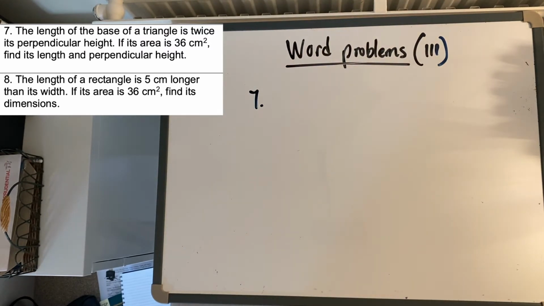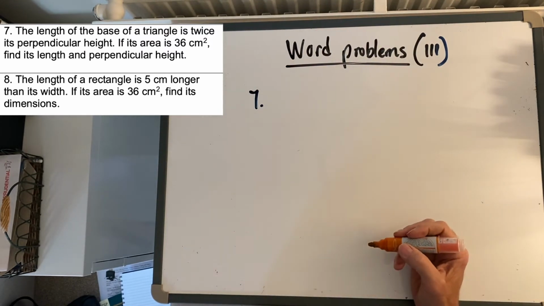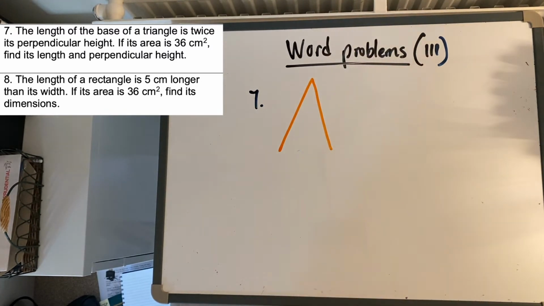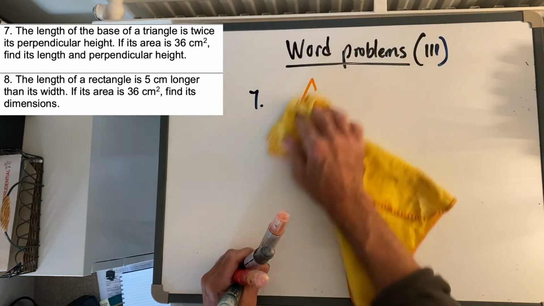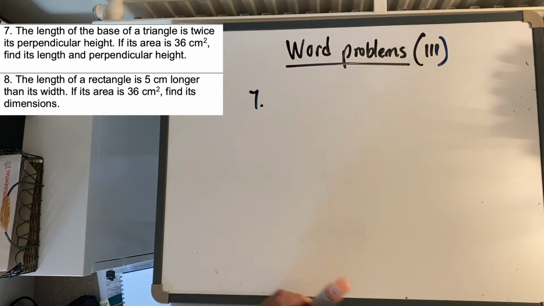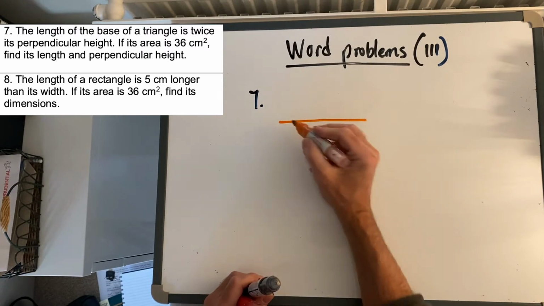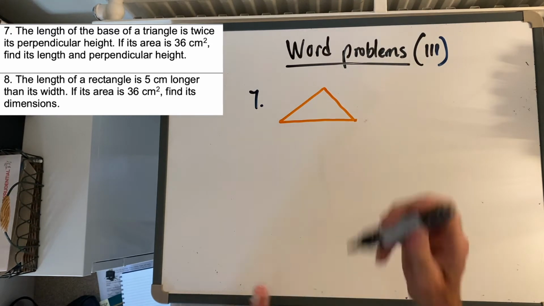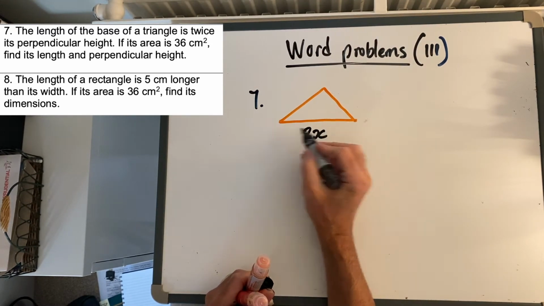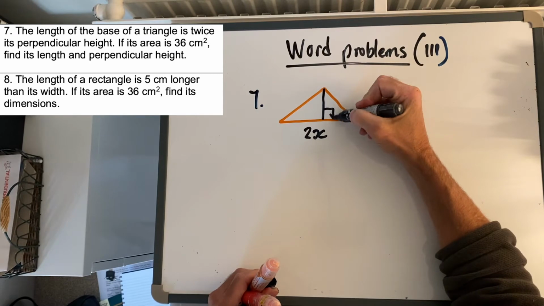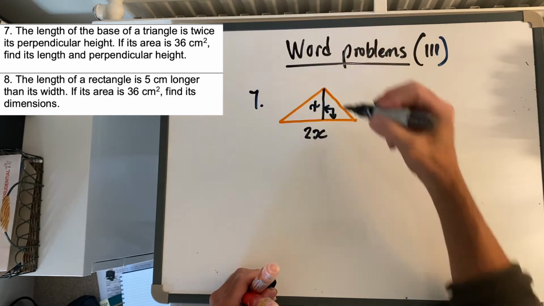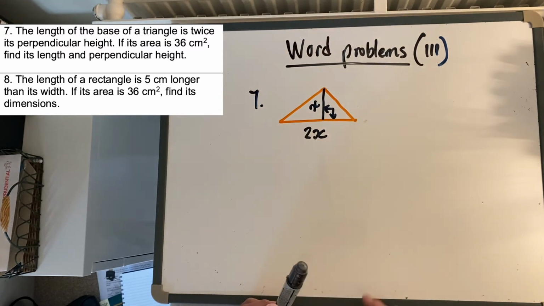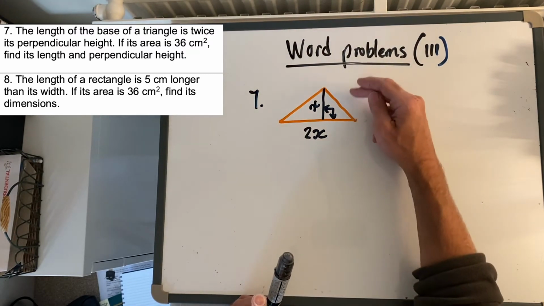Question 7 says the length of the base of a triangle is twice its perpendicular height. Let's try and get it to scale, because they say that the base is twice, so it's going to be a fatter base. So that's what it is there. What it's saying is this base here, let's call this x, so it's 2x, and it's perpendicular. Remember what perpendicular is? 90 degrees. So that's x. So it says the length of a base of a triangle is twice the perpendicular height.